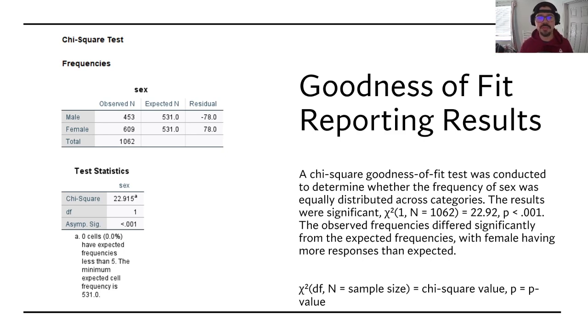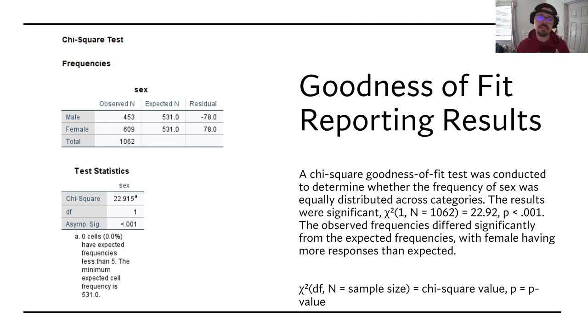We had 453 individuals who identified themselves as male, 609 individuals who identified themselves as female. Remember that is our observed frequency. This is the data we collected. However, there are expected frequencies. Those are what we expected to see.